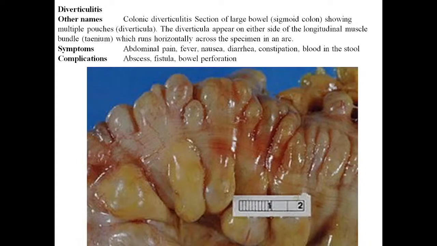Student, the next disease leading to acute abdomen is diverticulitis. And a complication of diverticulitis is acute abdomen. Here you can see colonic diverticulitis, and other showing multiple sponge-like patches, diverticula. And here you can see the diverticulitis, diverticula.